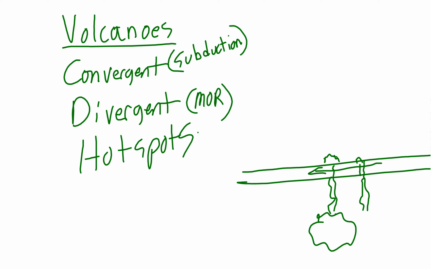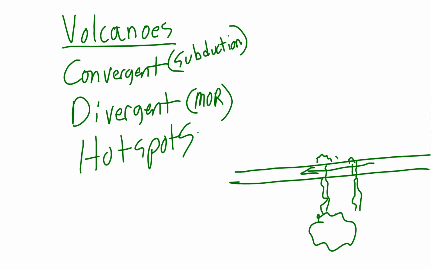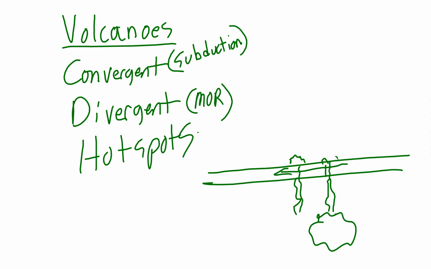Over time, the plate above the magma chamber moves, and a new volcano starts forming. This keeps happening throughout time, as long as the magma chamber is hot enough to send magma up to the surface. So that's one way we get chains of volcanoes, such as the Hawaiian Islands. So convergent boundaries, divergent boundaries, and hotspots. Those are places you can find volcanoes.